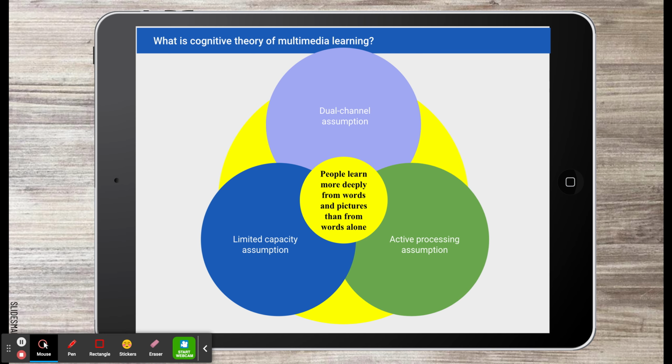Then it wraps it up with the third assumption, which is active processing. In this one, humans engage in active learning by attending to relevant incoming information, organizing the selected information into coherent mental representations, and the integration of the mental representation with other knowledge or prior knowledge. And you'll see how this is actually discussed more in the next slide.